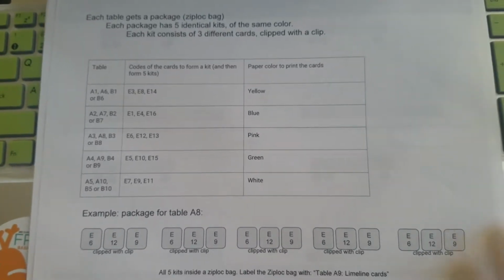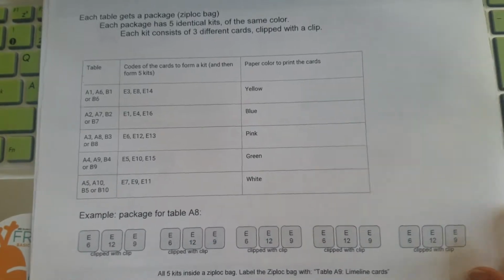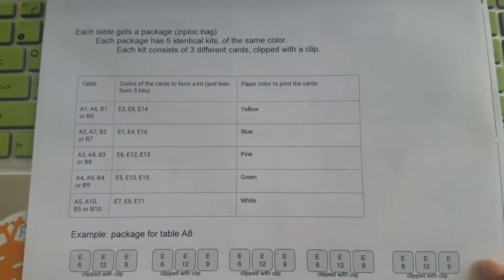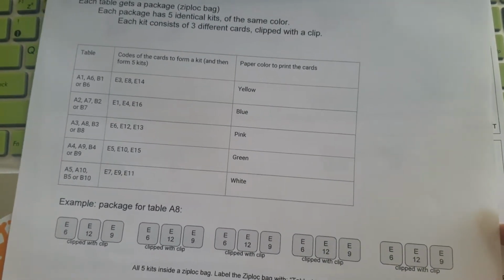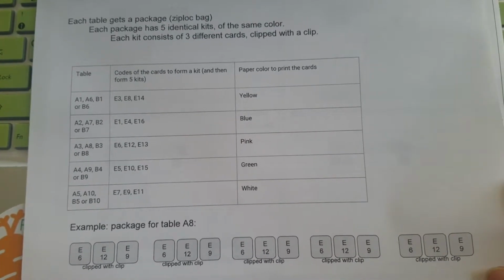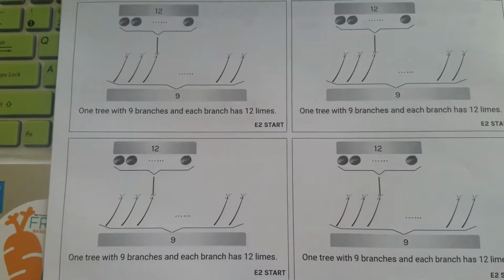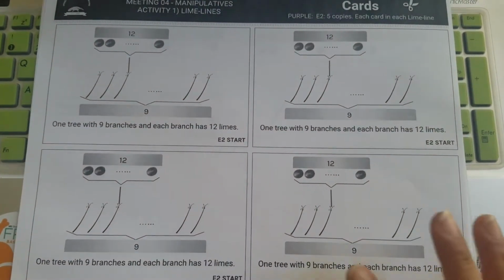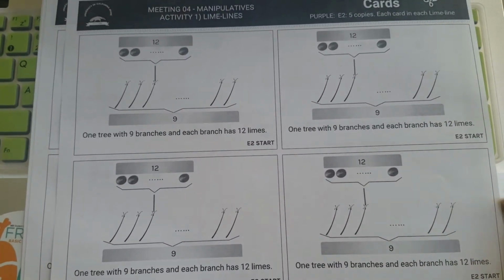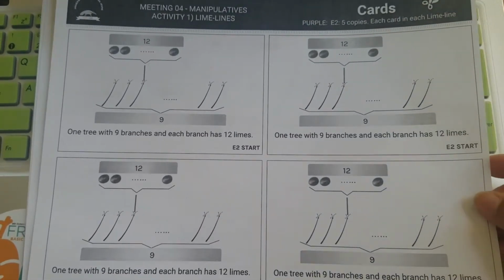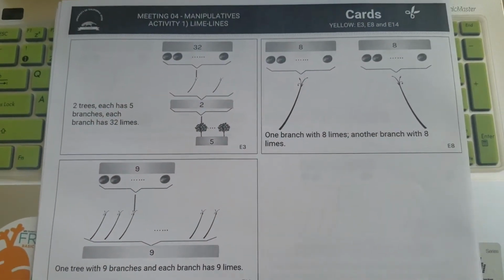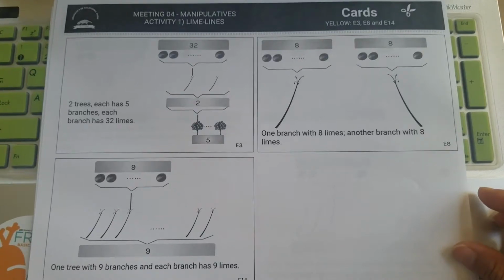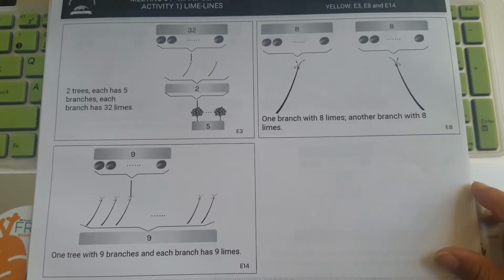And this is just informing you about what kit or what cards you should have depending on your table and what color paper it would be. And these are just examples of the cards you would have. These are the starting cards, and each group will have the same. However, your cards as a team would be different for each group.